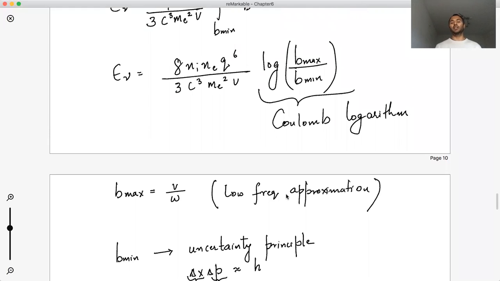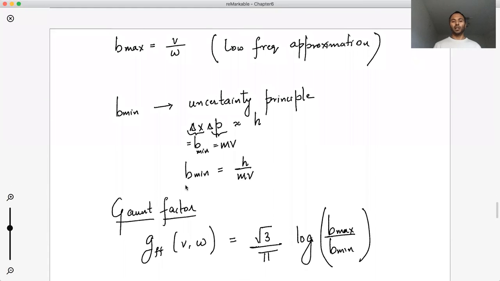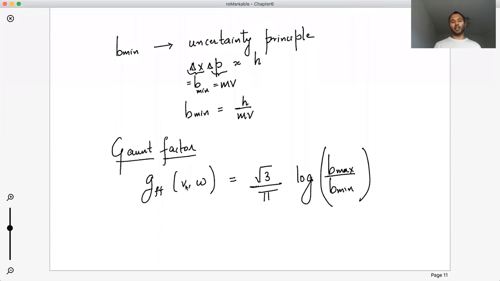So it is in the end going to depend on the frequency at which you want to calculate the emissivity, and it will depend on the velocity range of the electrons, whether quantum mechanical treatment is important, whether a classical treatment will do, those kinds of factors. So the way we deal with all of that is to sweep all of that under the rug and call something the free Gaunt factor. And that is defined as square root of 3 by pi times the Coulomb logarithm.